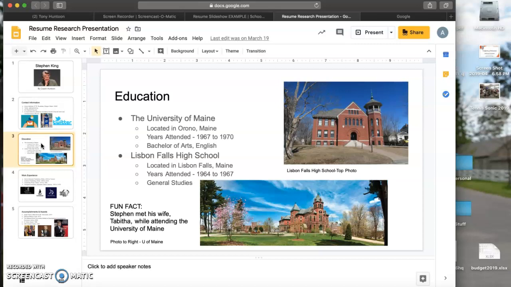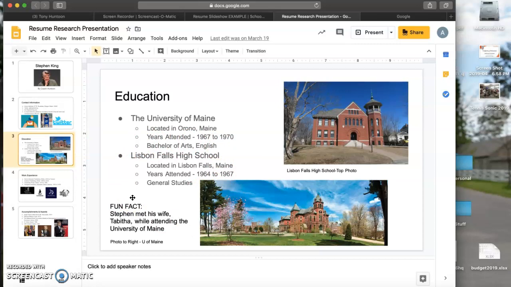Stephen King's last educational experience was the University of Maine. He did not go beyond getting a bachelor's degree. That was the end for him. So that is why the University of Maine is on top. His second educational experience was just high school. That's why that's on there.